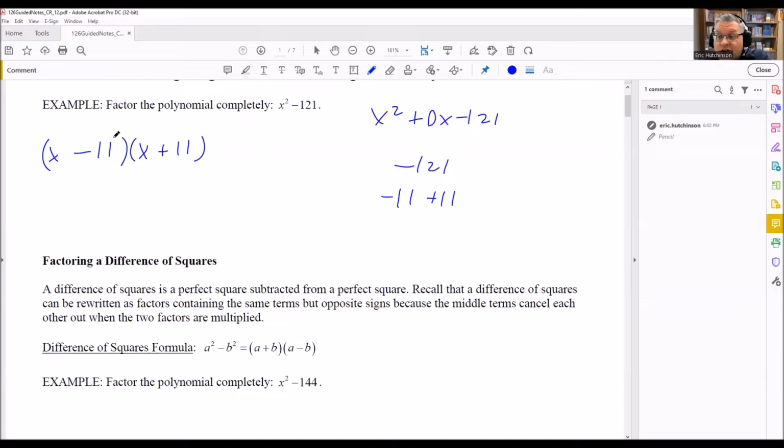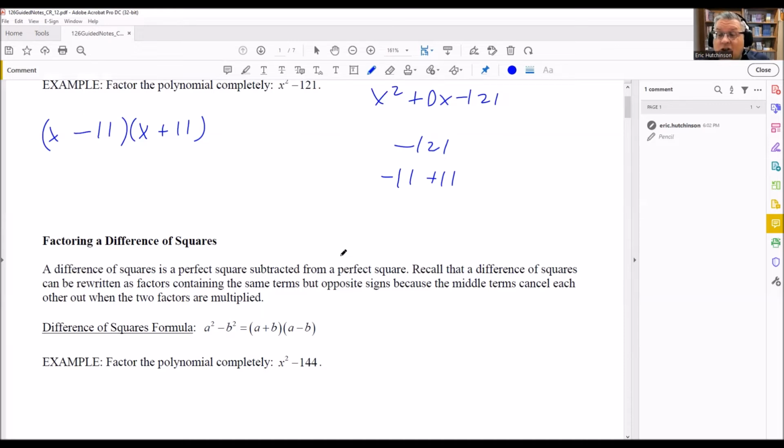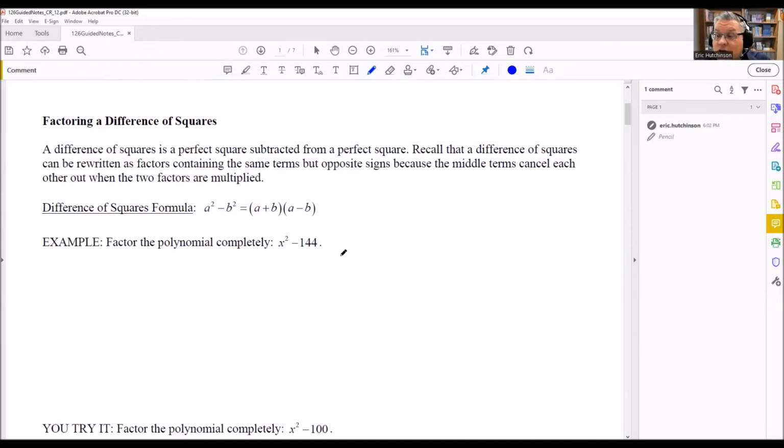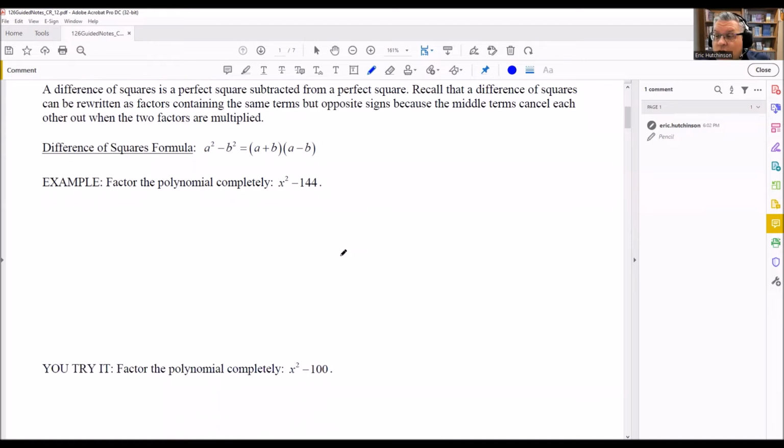If you were to multiply this out, x squared, you get 11x minus 11x cancels out, and you get negative 11 and 11 multiplied to make negative 121. Now, since this type of thing does happen more often, where you see two numbers squared with a minus in between, we can actually use a special factoring formula for this called the difference of squares. And this is what the difference of squares looks like.